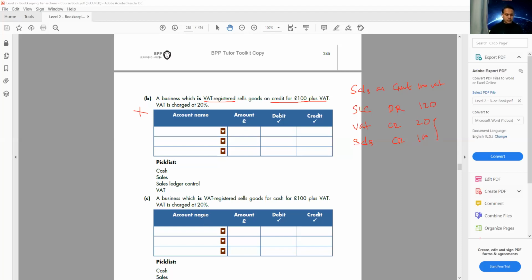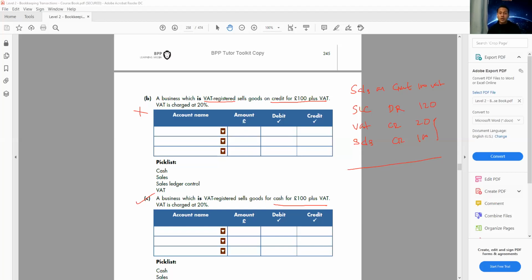Okay, the next one, number C. A business which is VAT registered sells goods for cash, £100 plus VAT. This time the customer paid you immediately. So the customer is not your credit customer. It's not like he's going to pay you later on. You don't say you are my asset, you are my sales ledger control. No. This time the customer paid you immediately in cash. So what will be the journal for that?